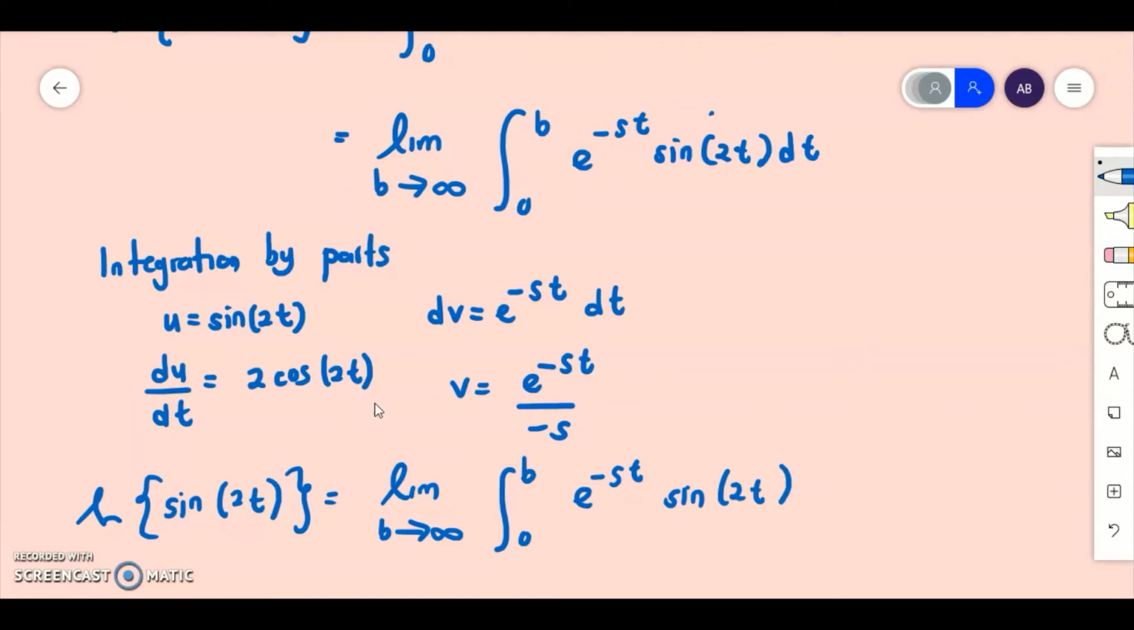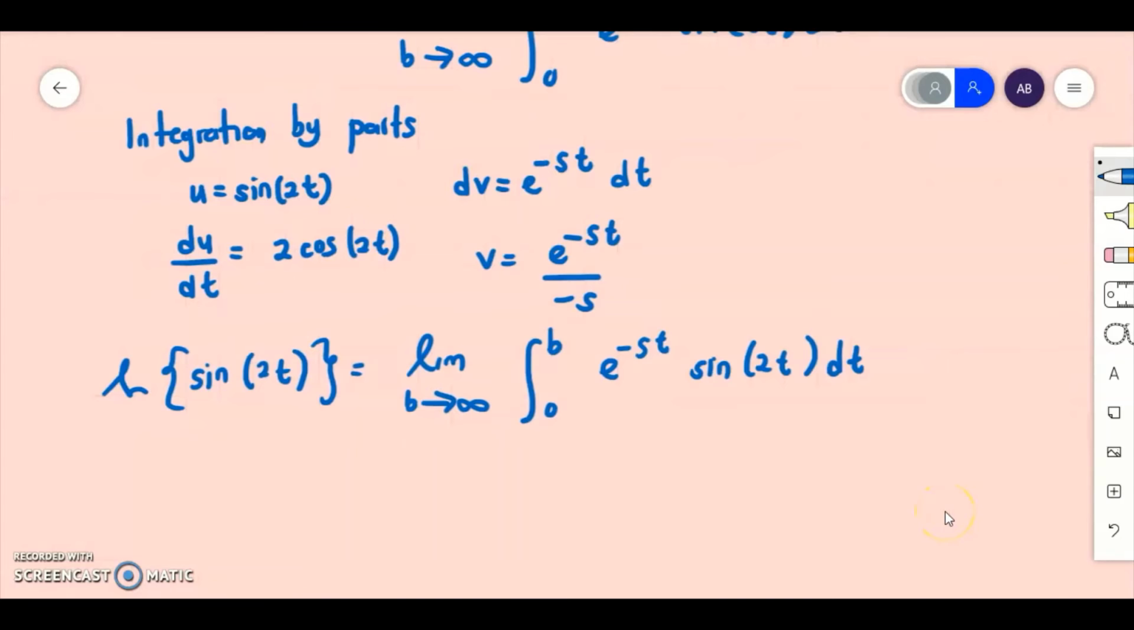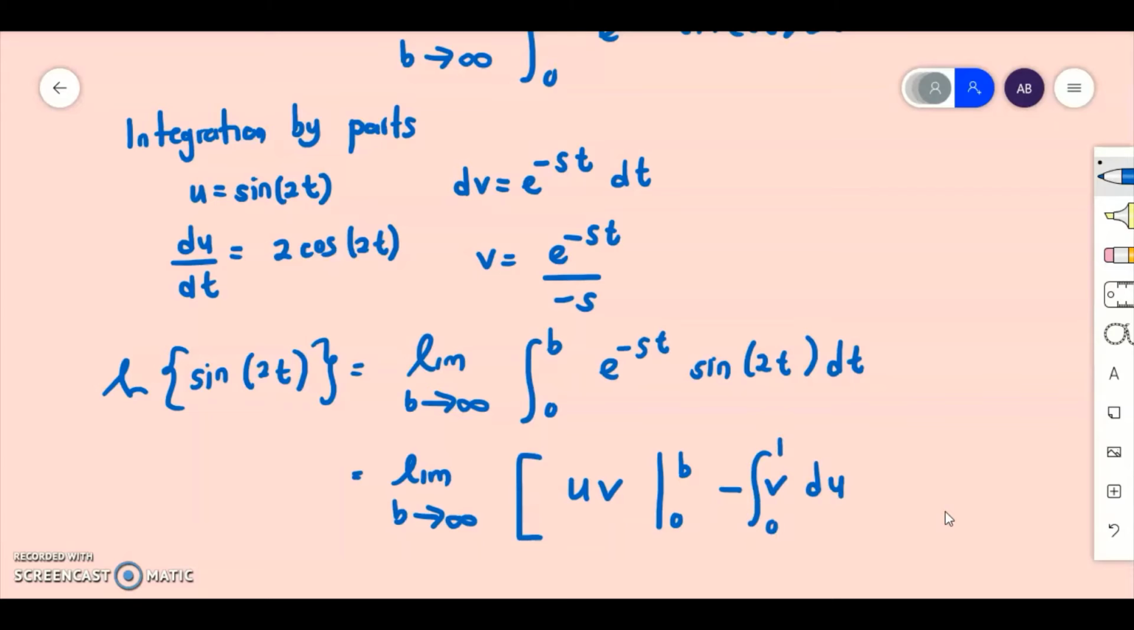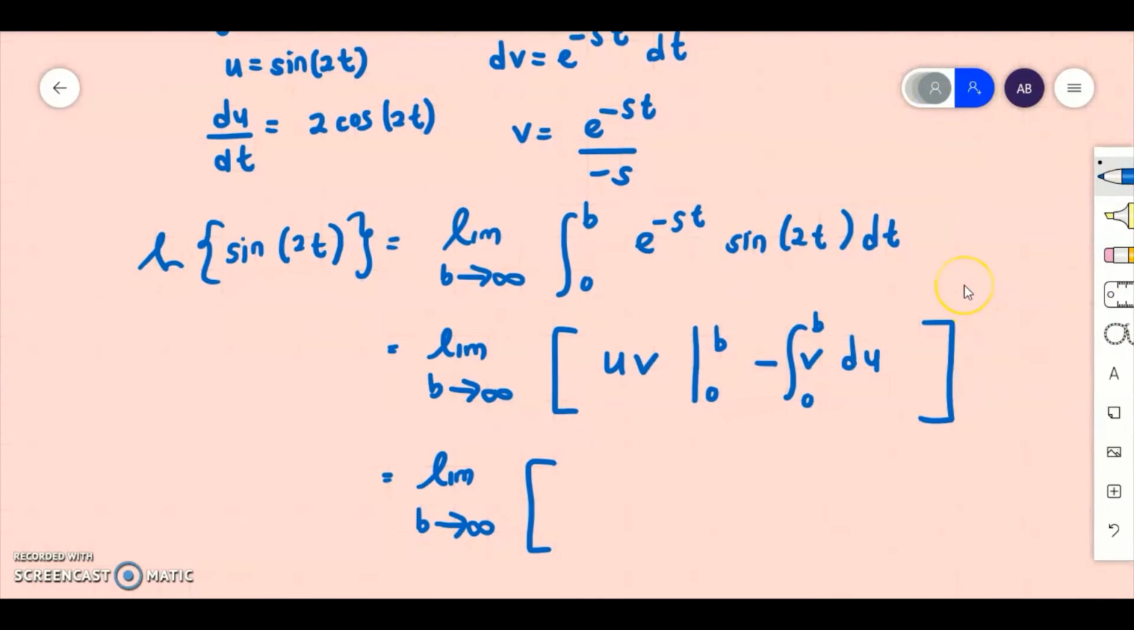Let me just write it first. Sine 2t dt. Okay, so we want to use integration by parts, where you have the integration by parts formula given as, okay, so we have uv from 0 to b minus integral of v du, integrate from 0 to b. Okay, so just be careful when you're doing the integration here. So I have limit b approaches infinity. Now what is u? Where u is given by sine 2t.